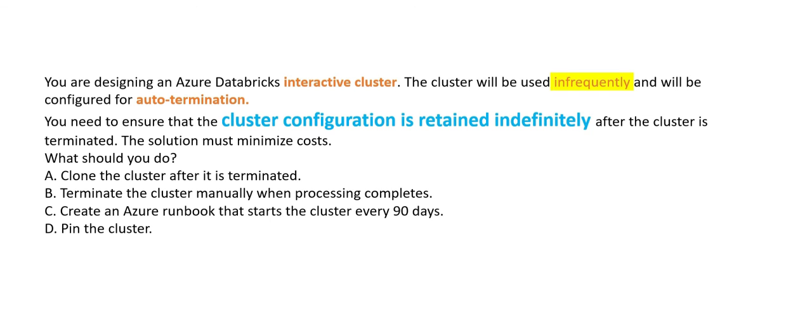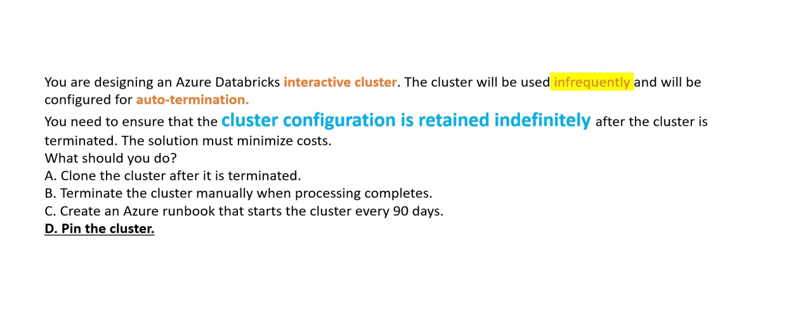Then B says terminate the cluster manually when processing completes. So manual termination is not needed because you have already configured it for auto termination. C states create an Azure runbook that starts the cluster every 90 days. This is not cost productive, because if you start the cluster every 90 days, there may not be a use and the cluster will be lying idle. Pinning the cluster looks correct. Let's look at pin the cluster.